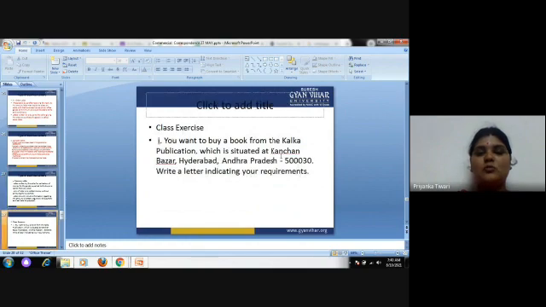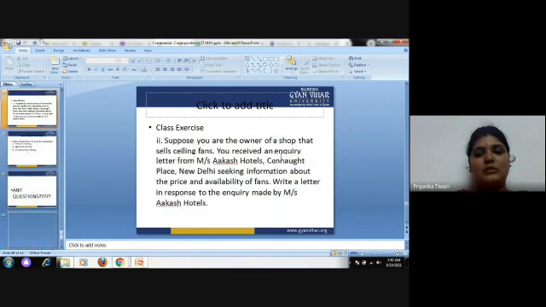So, you want to buy a book from Kalka Publication, which is situated at Kanchan Bazaar, Hyderabad, Andhra Pradesh. Write a letter indicating your requirement. This is a class exercise. Suppose you are the owner of a shop that sells fans, and you received an inquiry letter from Akash Hotels seeking information about the price and availability of fans. Write a letter in response to the inquiry.